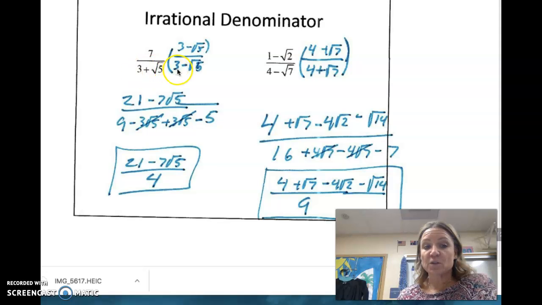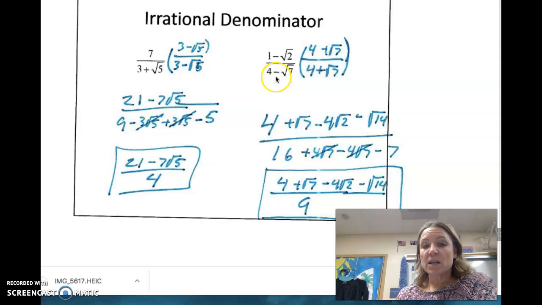We're going to FOIL. First is 3 times 3, which is 9. Outside is 3 times negative rad 5, which is negative 3 rad 5. I think I said rad 3, but it's rad 5. Inside is rad 5 times 3, which is positive 3 rad 5. And then last is square root of 5 times negative square root of 5. A positive times a negative is a negative. Square root of 5 times the square root of 5 is the square root of 25, and the square root of 25 is 5. So that's where that negative 5 comes from. These are opposites. They will cancel, and we're left with the 9 minus the 5, which is 4. And there's no radicals in the denominator, so we're good.